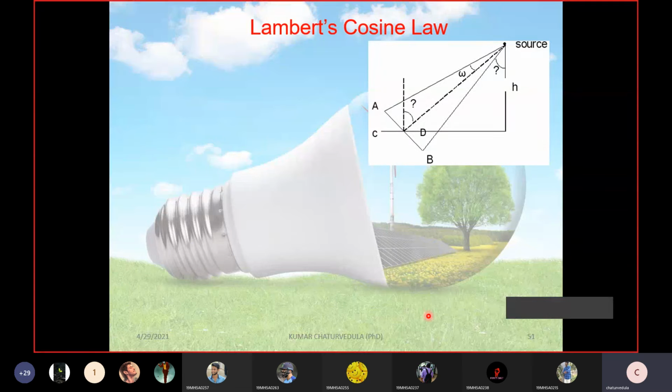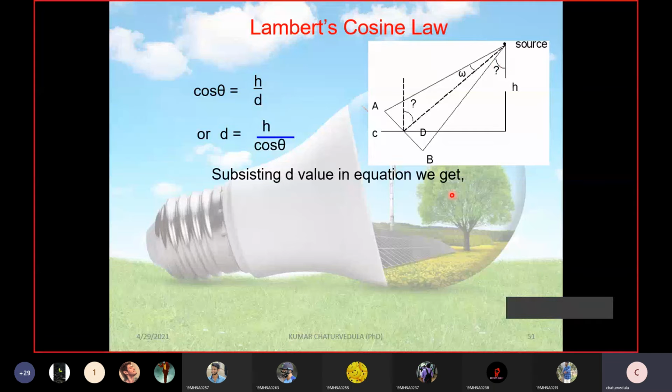There is one more method of understanding this. In terms of height, cos theta is equal to H by D, or D is equal to H by cos theta, replacing D with respect to height. Now substituting the value of D in the earlier equation, I by D square cos theta.